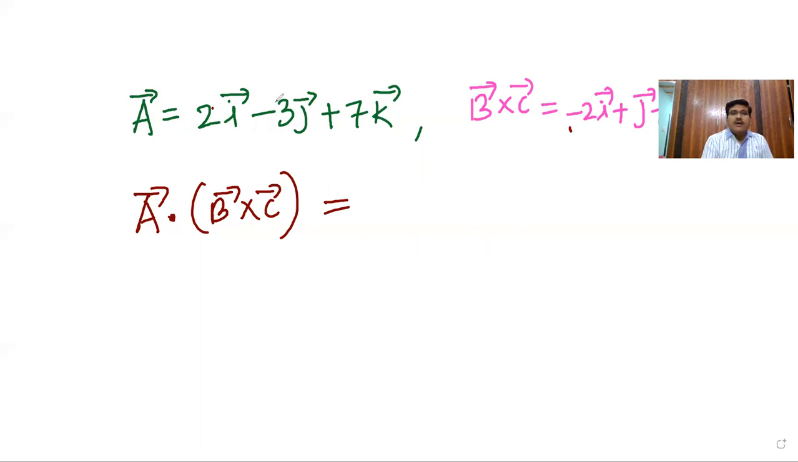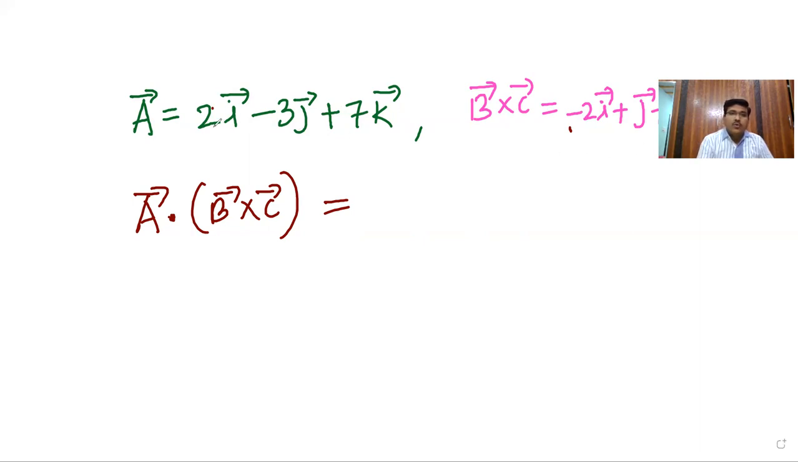Suppose it is AX I bar, AY J bar, AZ K bar. This is BX I bar, BY J bar, BZ K bar. Then simply AX into BX, AY into BY, and AZ into BZ. You have to multiply simple coefficients of the I bar plus coefficients of J bar plus coefficients of the K bar. Since I bar dot I bar is always 1, J bar dot J bar is always 1, K bar dot K bar is always 1.